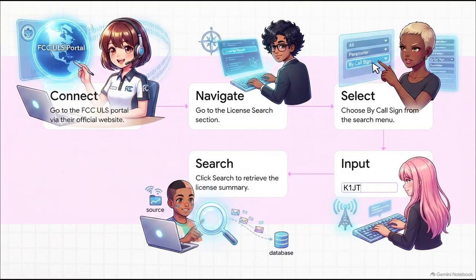All right, this is your exact click-by-click playbook for retrieving a public license record directly from the source. The FCC's Universal Licensing System, or ULS, is the absolute gold standard here. First, connect to the ULS portal via the official FCC website. Navigate straight over to the License Search section, then select the By Call Sign parameter from the drop-down menu. Input your exact alphanumeric sequence, say K1JT, and just hit that search button.